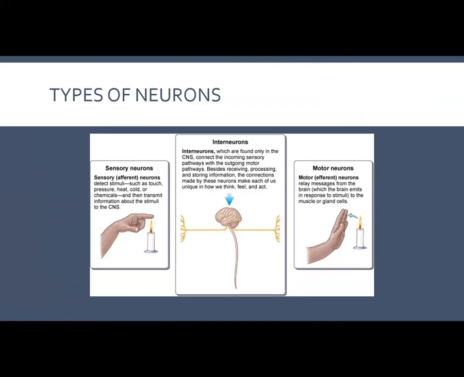Besides receiving, processing, and storing information, the connections made by these neurons make each of us unique in how we think, feel, and act. So basically, your interneurons are like your internal thoughts. It's how we process information, how we store information. So as a quick refresher, sensory neurons are, I felt something, and that's sensing up to my brain. Motor neurons are, I'm responding to that sense by pulling away. Interneurons are, I'm consciously thinking about things. This is how I process information. So all the things I'm telling you are what's going into your interneurons.